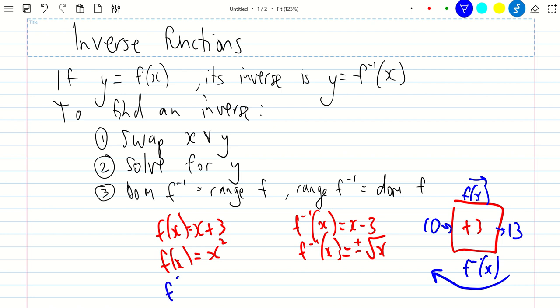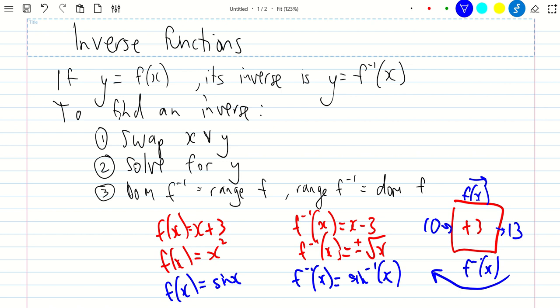One other one that we know is sine x. What's the inverse function of sine x? What's the function that undoes sine x? It is arc sine x. That's the inverse function of sine x. It undoes it. It goes backwards. So that's what we're talking about when we talk about inverse functions.